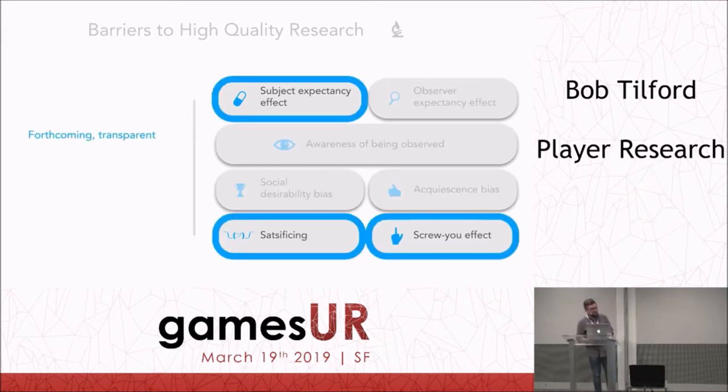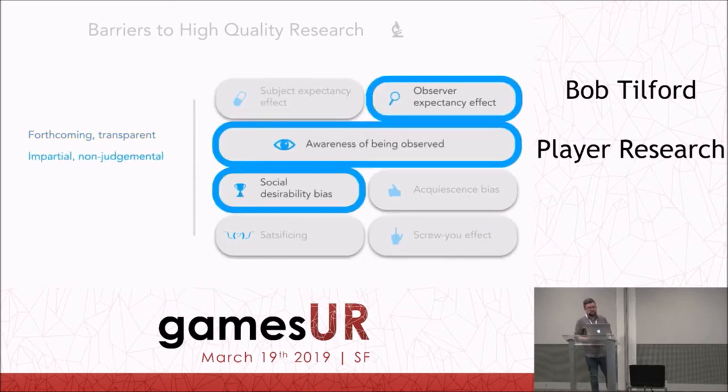So to begin with, we can try to be forthcoming and transparent with our participants, try to give them enough easily understandable information about the research, and through this honesty, aim to establish a stronger, more even rapport with them. Next, we can try to be impartial and non-judgmental. We can try to avoid making participants feel like their performance or worth is being evaluated in some way, or that certain responses are more preferable to us than others. We can try to make it clear that any kind of response is okay.